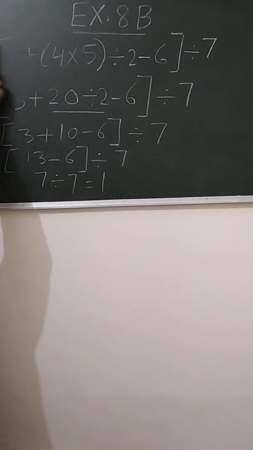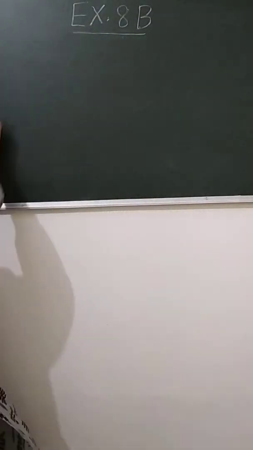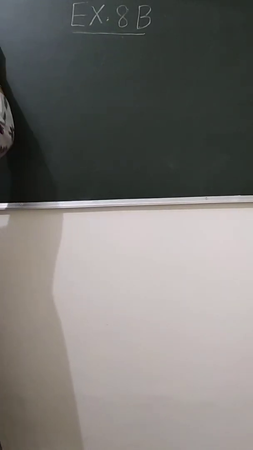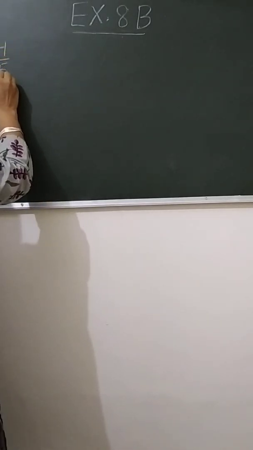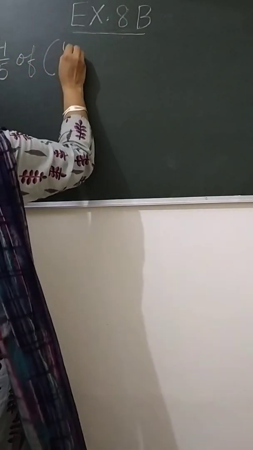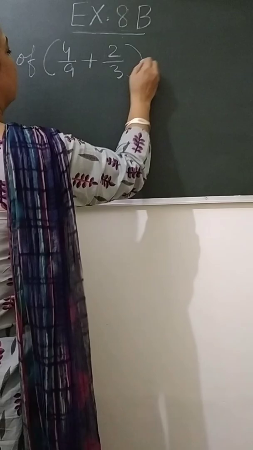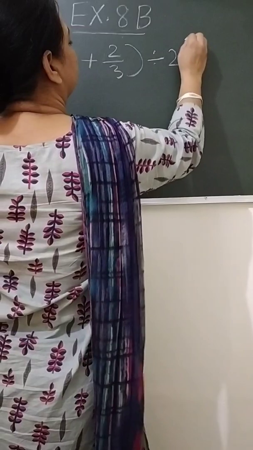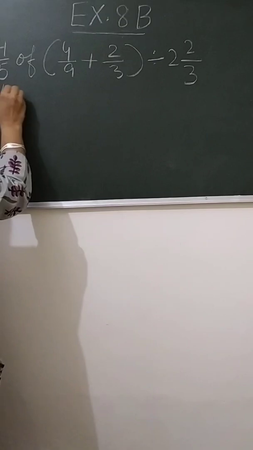Now come to question number 15. Question number 15. This is 4 by 5 of 4 by 9 plus 2 by 3, divided by 2 by 3. This is the question. Now we are going to solve the inside bracket first.